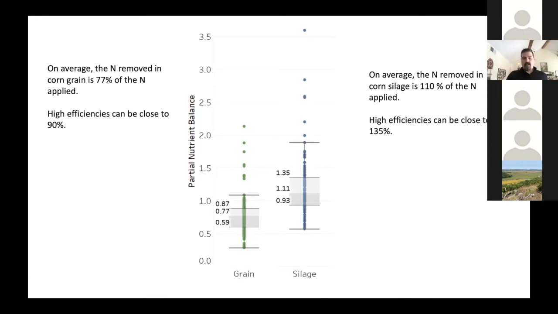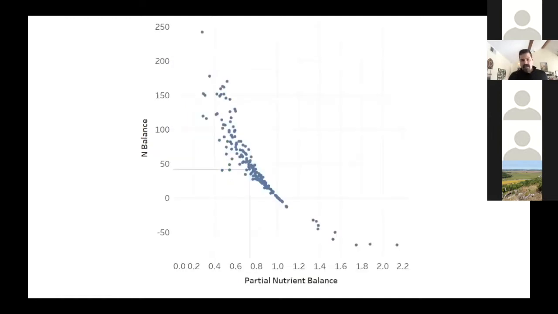And then we can also flip it, this partial nutrient balance. Instead of dividing the numbers, we can subtract them. So this is the partial nutrient balance, N removed divided by N applied on this axis. And on the y-axis is the nitrogen balance. That's the nitrogen applied minus the nitrogen removed. So this is a simplified version of Kevin's budget.